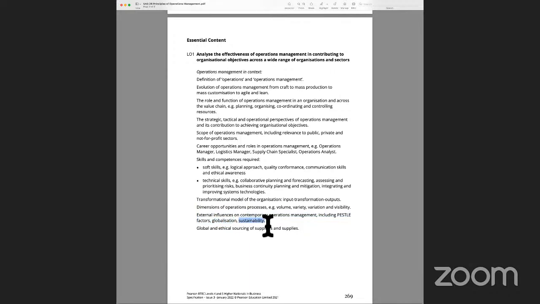So we'll talk about some of the advantages and challenges the organizations face when they are looking at contemporary issues related to operations management. And then we look at similar things with regards to global and ethical outsourcing of suppliers and supplies when it comes to operations management.